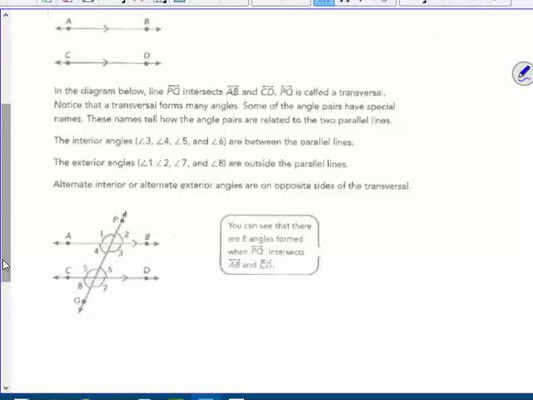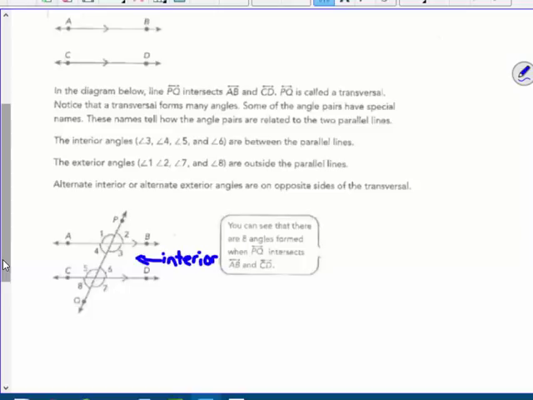Some of the angle pairs have special names. So here's some new vocabulary. These names tell you how the angle pairs are related to the two parallel lines. The interior angles, inside and in between the two parallel lines, between AB and CD, are angle 3, angle 4, angle 5, and angle 6. This is what's called interior. The exterior angles, outside of the parallel lines, are angle 1, angle 2, angle 7, and angle 8.